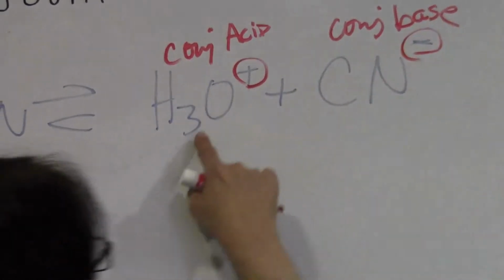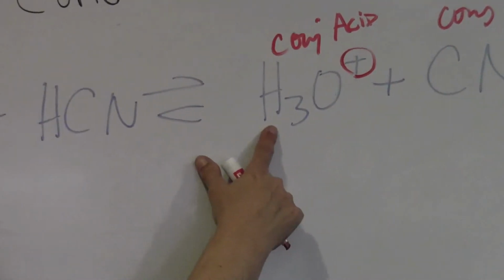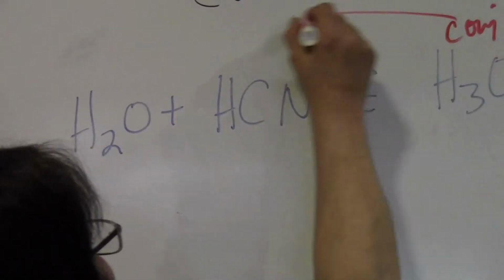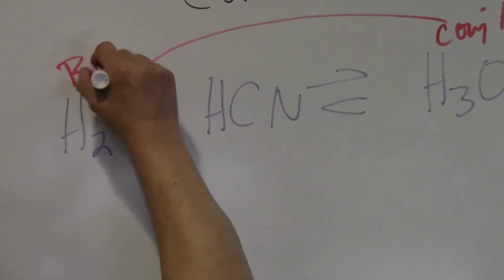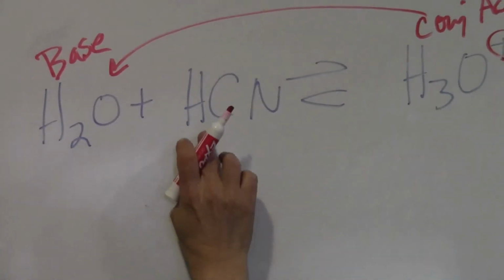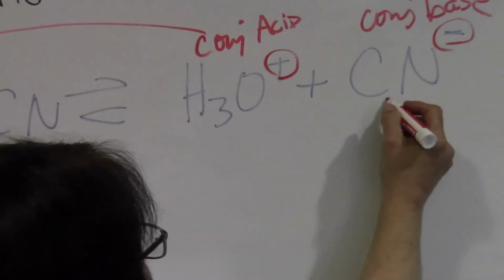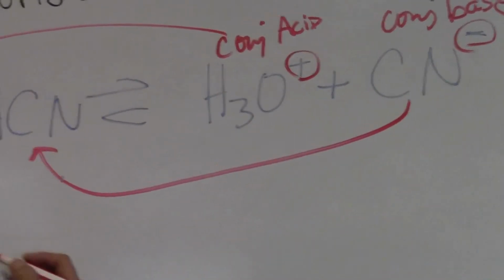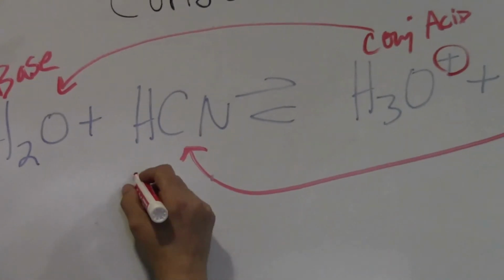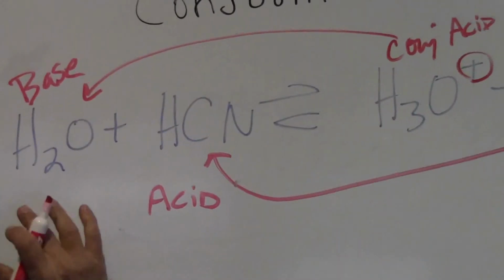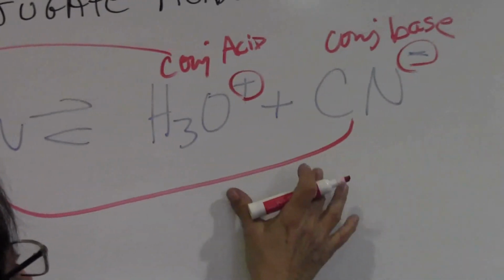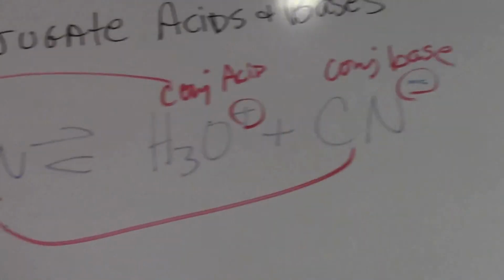Now go backwards. What does this look like, H3O plus? It looks like this. If this was an acid, this started off as base. So in this example, water is a base. Let's go backwards from here. This is a conjugate base. Right away, we know this looks like that, but with a hydrogen, so this is our acid. Remember, only acid, only base on the left side, only conjugate acid, conjugate base on the right.